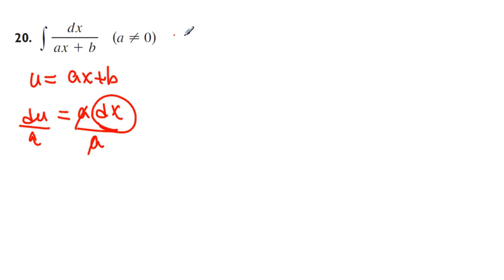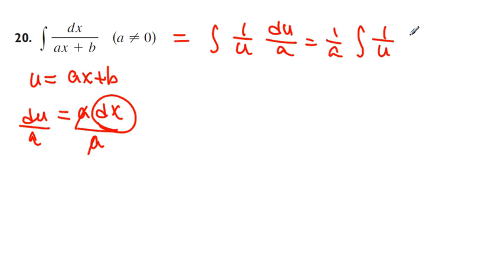Now, if you have to put all these things together, we'll end up having 1 over u and du over a. Once again, 1 over a is brought to the front. Then we have 1 over u du. That's what we end up having. Now 1 over a is there. Now integration of 1 over u, as you know, that's ln of u plus c.